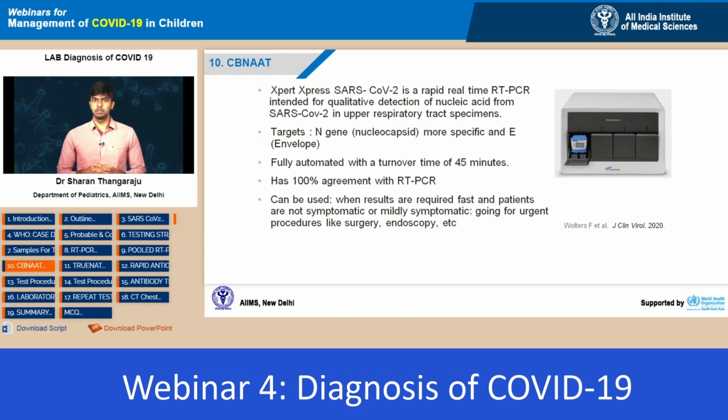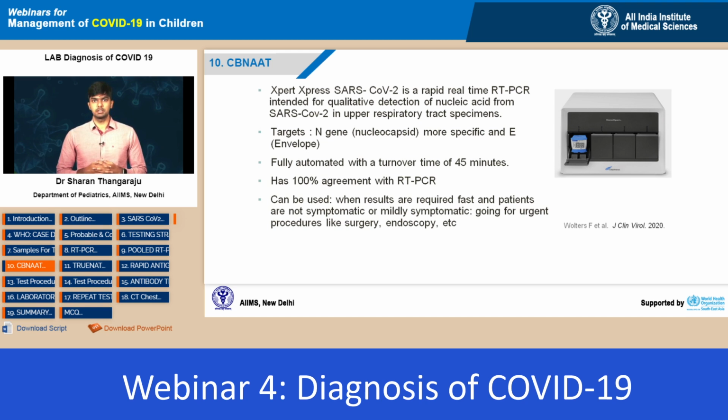CBNAT works on principles similar to that of RT-PCR, and it is already well established in the diagnosis of tuberculosis. It involves an automated process where the sample is processed after being fed into the machine, and specific viral nucleotides are extracted by the machine, and it is further amplified similar to the RT-PCR technique. It is further detected by qualitative assays.